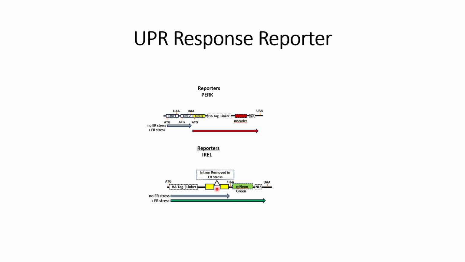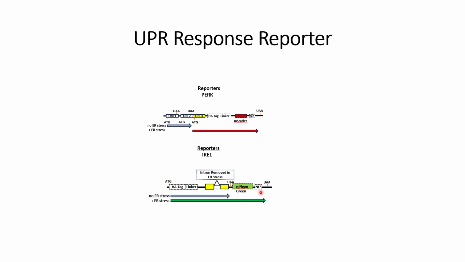However, whenever there is ER stress, this intron gets removed, and because of this a frame shift occurs. The final stop codon will not be available at this site, whereas the final stop codon will be available at this site. So whenever there is ER stress, this intron is removed, and the whole translation will occur till this end. In this case, mNeonGreen will also get translated. So we will see a green signal whenever the UPR response leads to IRE1 activation, if those cells contain this reporter.